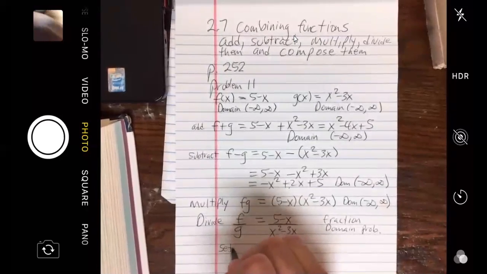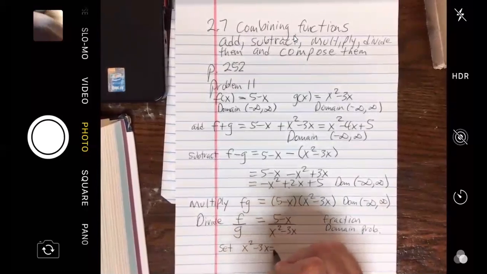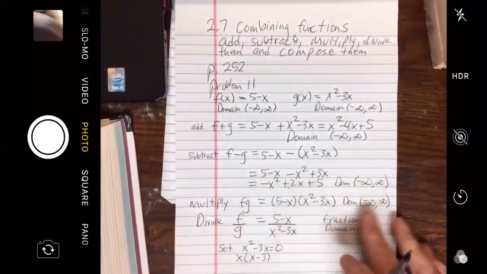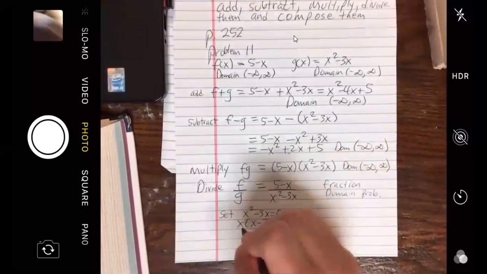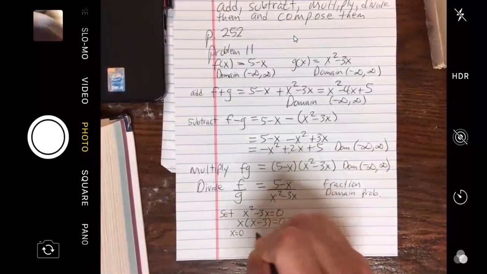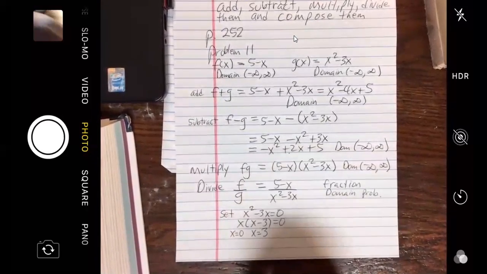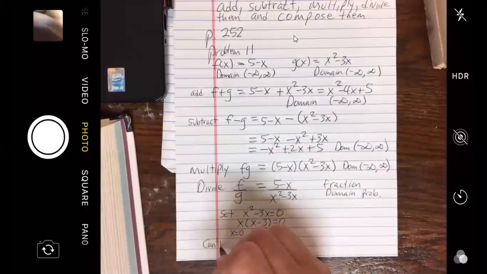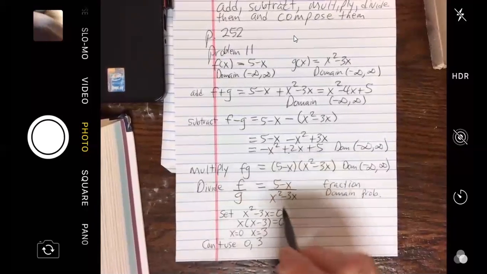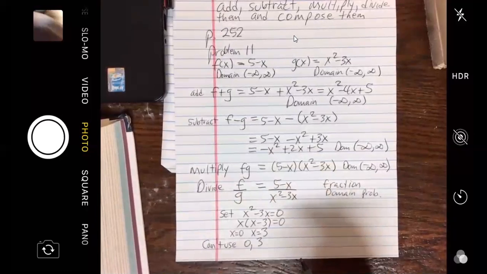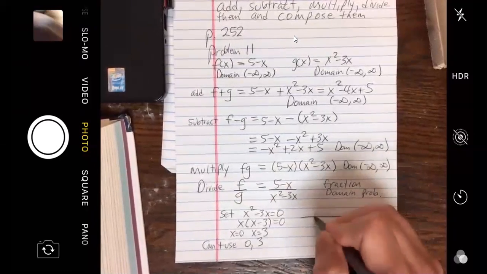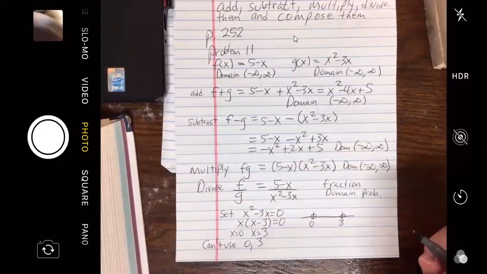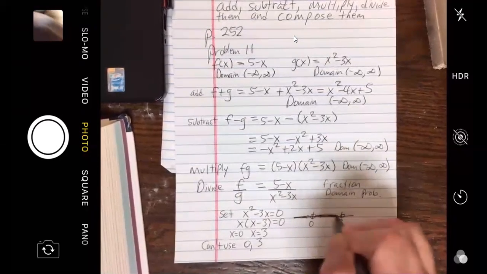You're going to set your bottom equals 0. Factor out your x minus 3. And your letter by itself would equal 0, and the letter in here would equal 3. You switch signs. You can't use 0 and 3. They make you divide by 0. We'll graph that. 0, stick an open circle. 3, stick an open circle. But you can use anything in between.